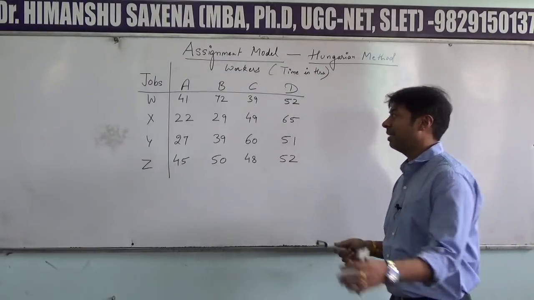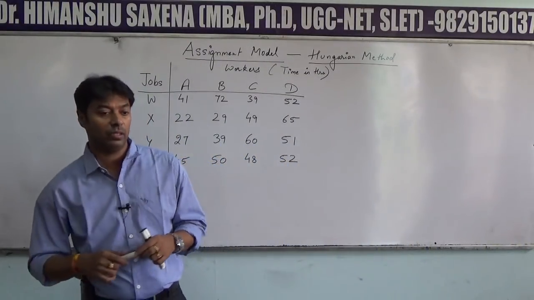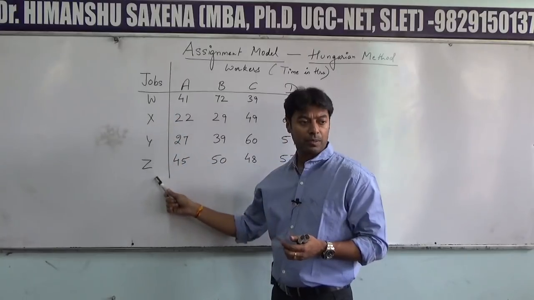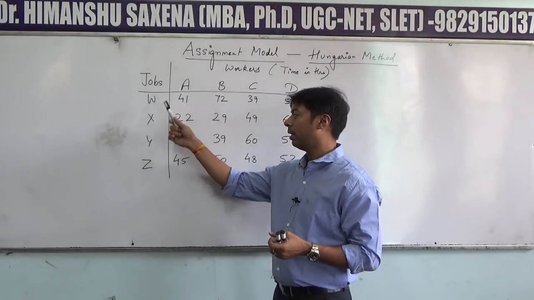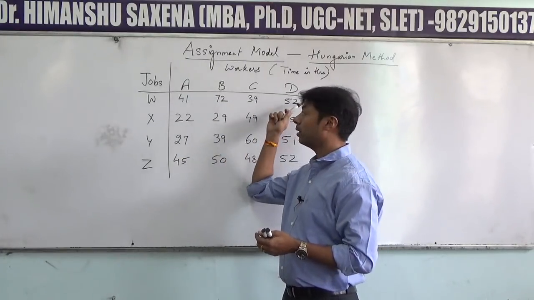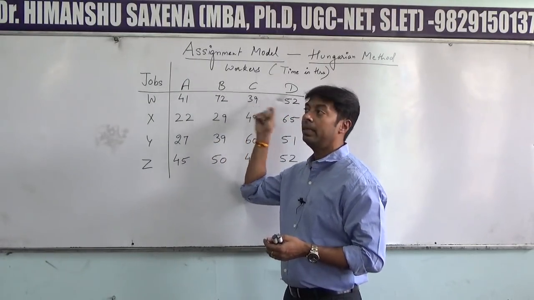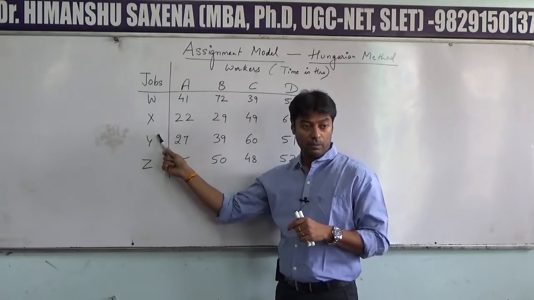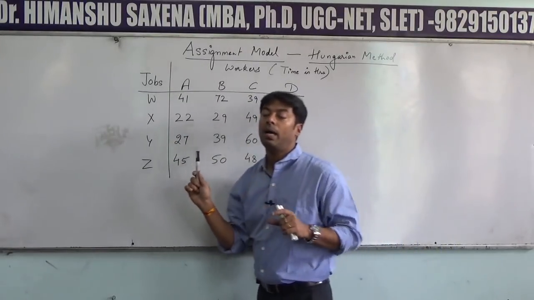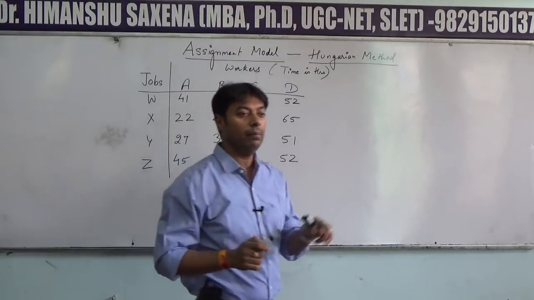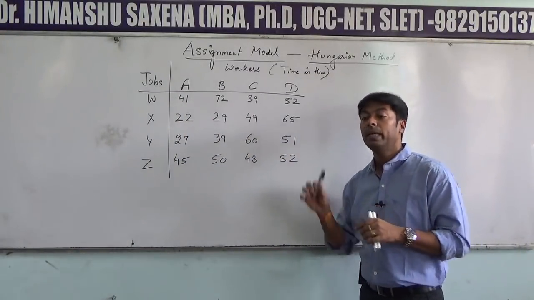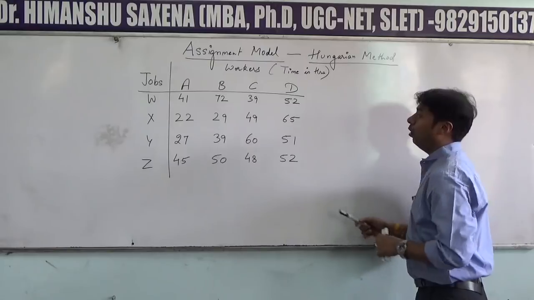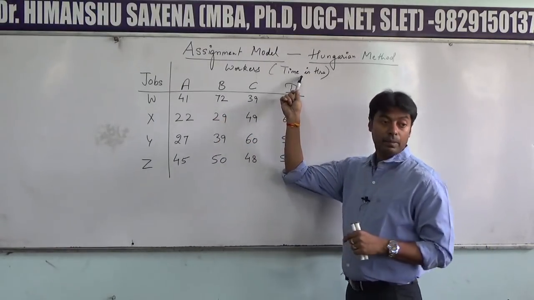Now this problem, illustration number 19 in your handouts and textbooks, we will be solving today, whereby four jobs are there. These jobs are denoted by W, X, Y, Z. There are four workers, denoted by A, B, C, and D. The objective is the assignment of jobs to workers in such a manner that the total time to accomplish all these jobs comes out to be minimum. That is the idea behind applying the assignment model. All these values are representing time in hours.